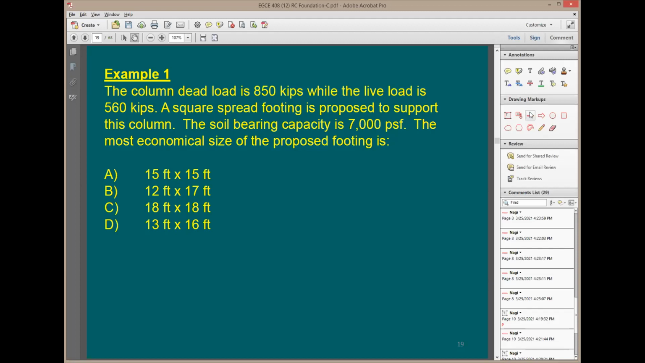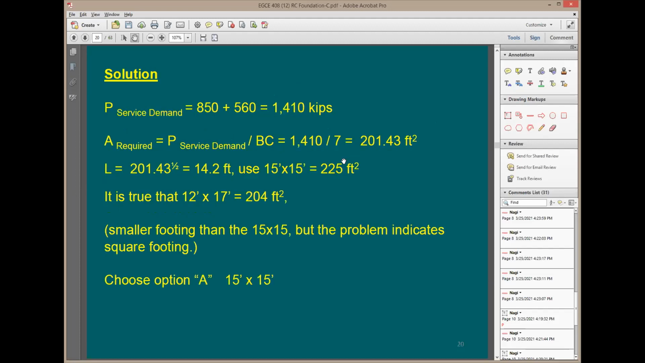So is this a trick? I'm going to say kind of, yeah, which means this cannot be the answer, right? Because it says here square footing. And this one also doesn't apply. So I'm going to have either 15 by 15 or 18 by 18. Let me see what I can do about this problem.